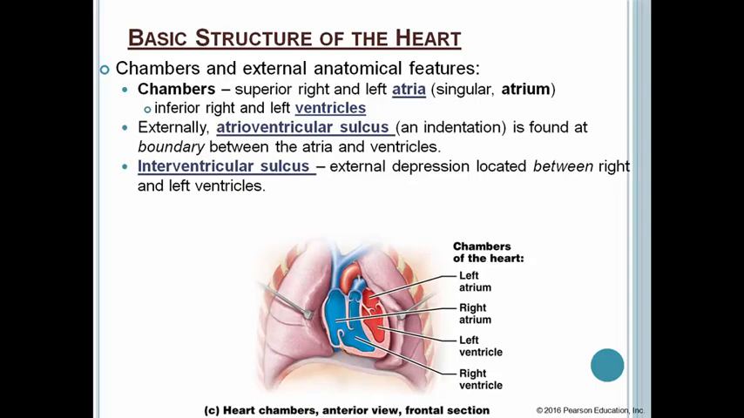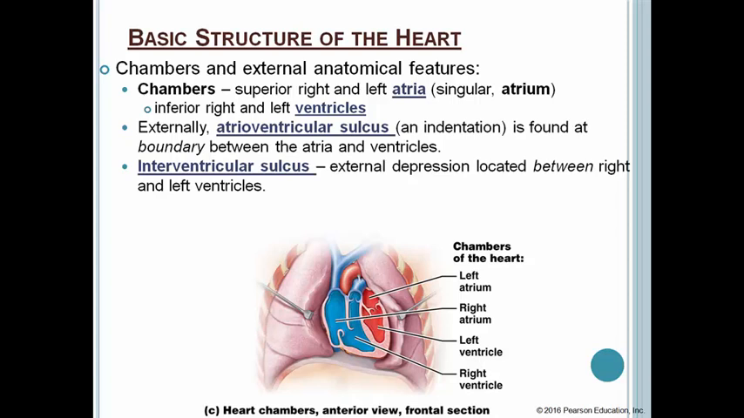As far as the chambers and some anatomical features that are exterior or external, we know that the top portion, or the superior portion, has both a right and a left atrium. So right and left atria, plural, a right and a left atrium, singular. Then the bottom portion, the posterior and inferior portion to the atria, you have both a right and a left ventricle, with the left ventricle being the strongest, most robust portion of all four chambers.